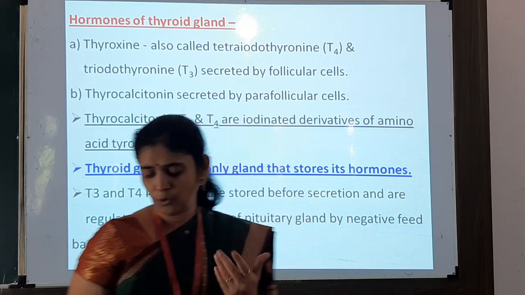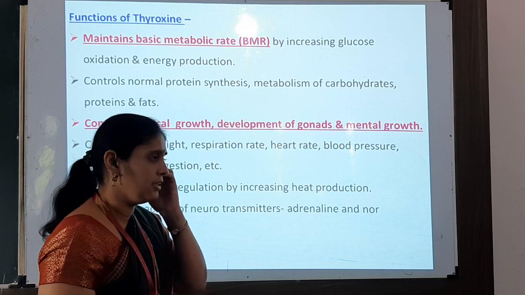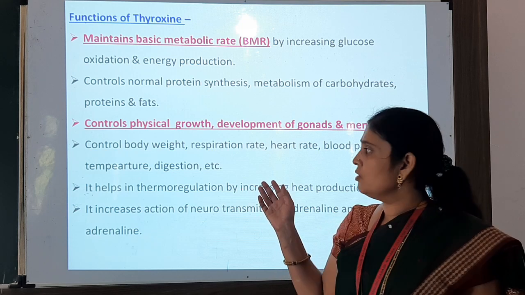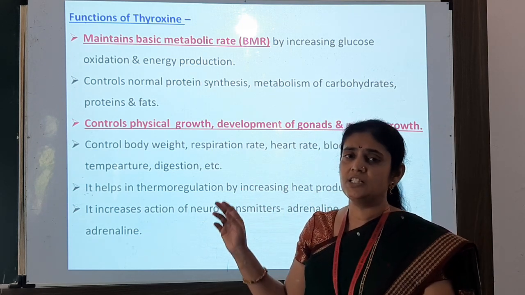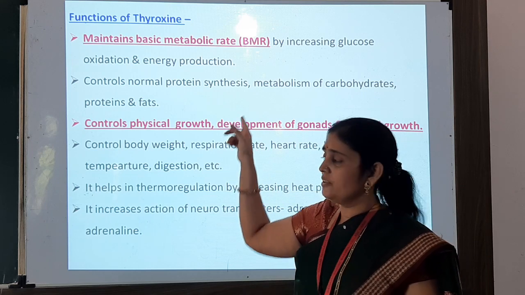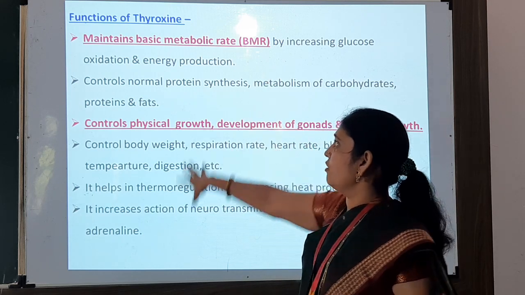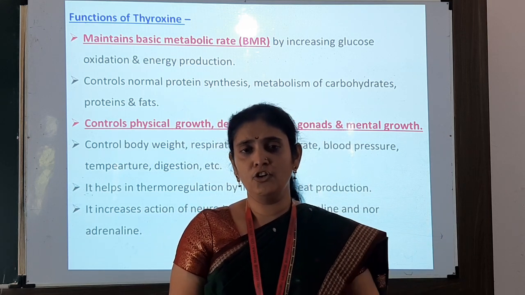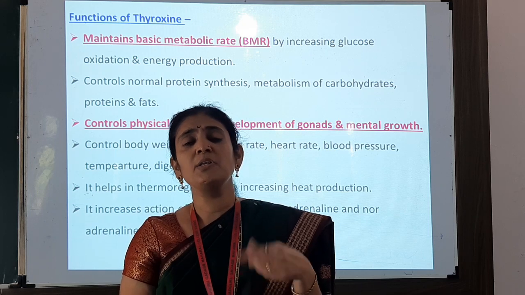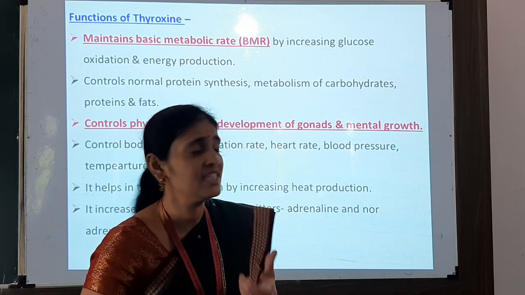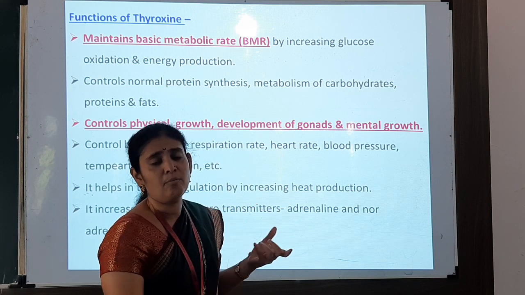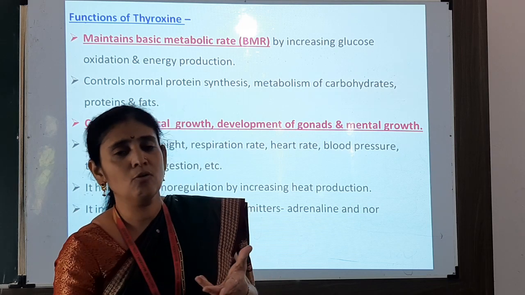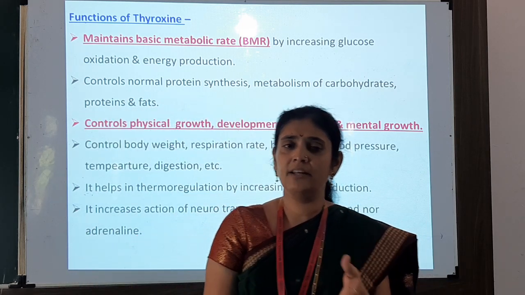Okay, so here are the functions of these hormones. Firstly we have to see the different functions of thyroxine. There are a number of functions, but the main functions have been underlined here. The first function is that thyroxine maintains the basic metabolic rate, BMR. You have to understand what is meant by basic metabolic rate. This basic metabolic rate is maintained by increasing glucose oxidation and energy production. So what is the basic metabolic rate, that we have to see.